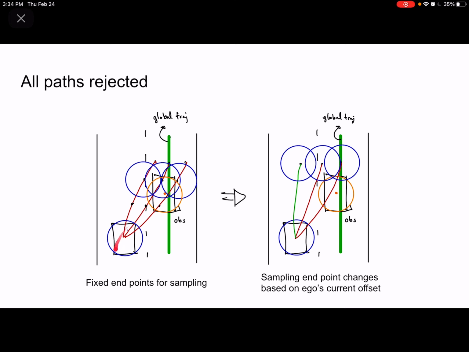Another problem is that if my ego car is here and my obstacle is here, since my search space is only in here, even though I could go this way, since the search space is constrained here, all the paths are rejected. So this is also another problem. So I thought, okay, I will move my search space based on the offset of my ego vehicle. So as a result, in here, the search space is moved, so this path is not in here anymore. However, this new path comes here, which is valid.